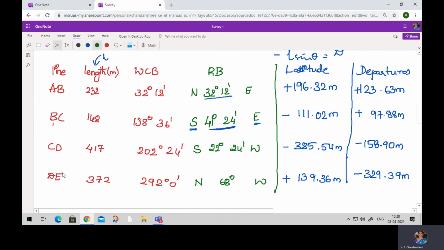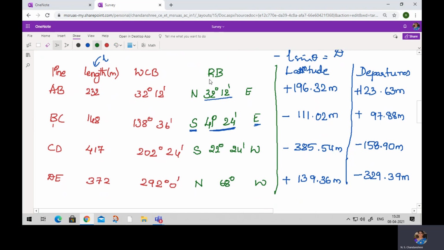So the lines are given, and the length of each line measured is given in meters, and the whole circle bearings of the lines are given. Maybe they have used a prismatic compass to measure the bearings, so the answers obtained are in the whole circle bearing system. Now, the question is to find the latitude and departure of these lines AB, BC, CD and DE.